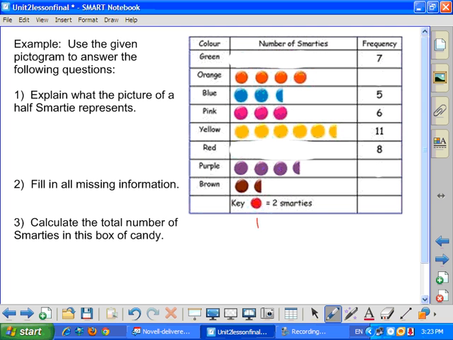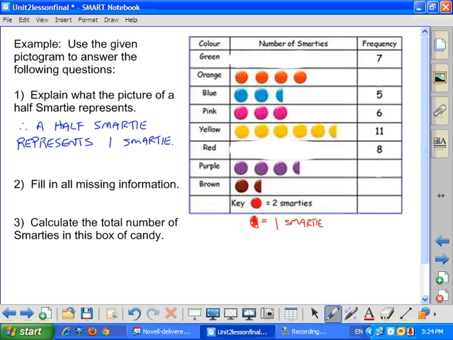What happens if I drew a picture like this? So I drew half a Smartie. So what's a half a Smartie equal to? Well, if a whole Smartie's 2, half is 1. So you have to draw half a Smartie. So therefore, a half Smartie represents one Smartie.